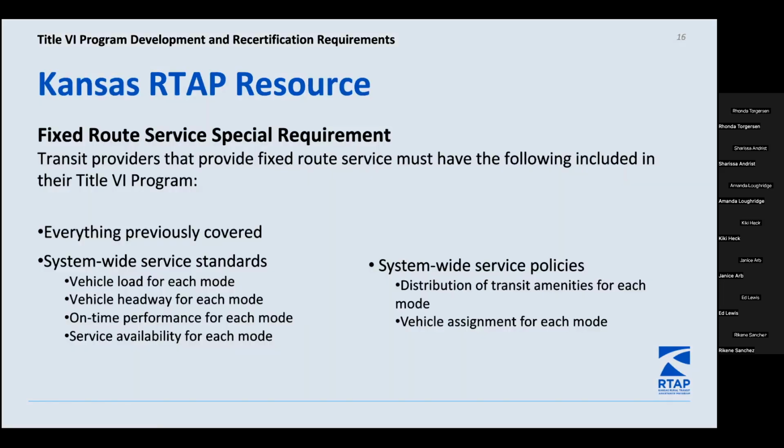Okay. So everything so far has been generally what everyone who has a Title VI program has to include in their Title VI program. So this is for non-fixed route providers, this is for 5310, this is for 5311. Besides plan approval, which we'll cover after this one, everything we've covered needs to be within a Title VI program.